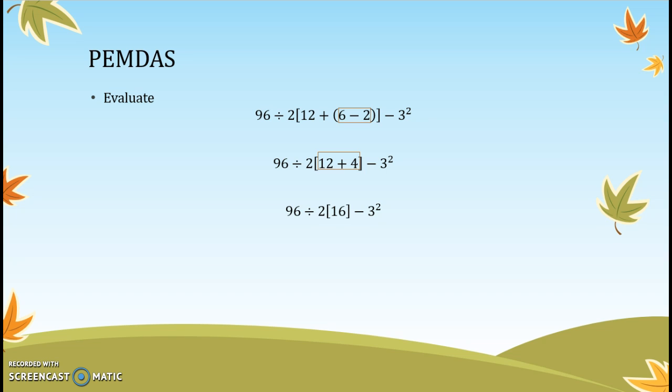Now that I have the brackets around 16, that indicates multiplication, so now I can move on to my exponents. 3 squared gives me 9. So 96 divided by 2 times 16 minus 9. Now don't be fooled by wanting to take 2 times 16, because we need to do 96 divided by 2 first, because multiplication and division works left to right. So 96 divided by 2 is 48 times 16 minus 9. Now we can take 48 times 16, which is 768, subtract 9 is 759.